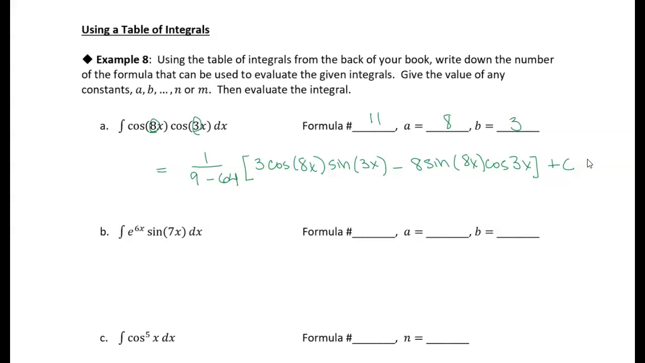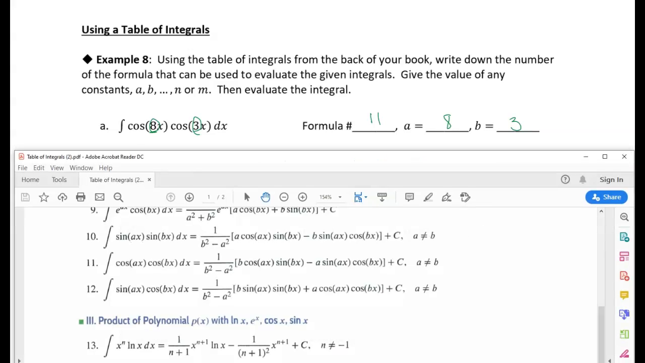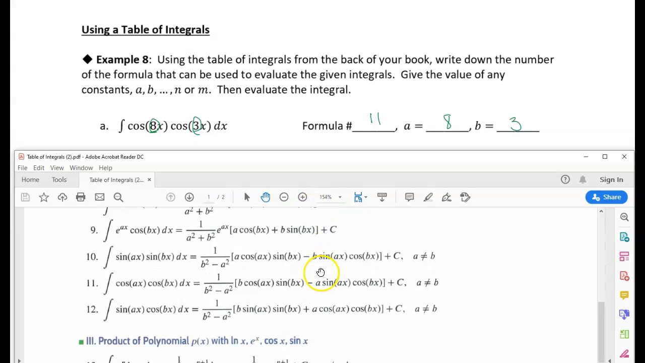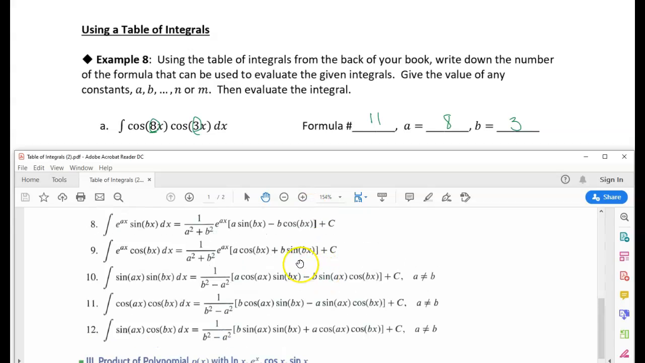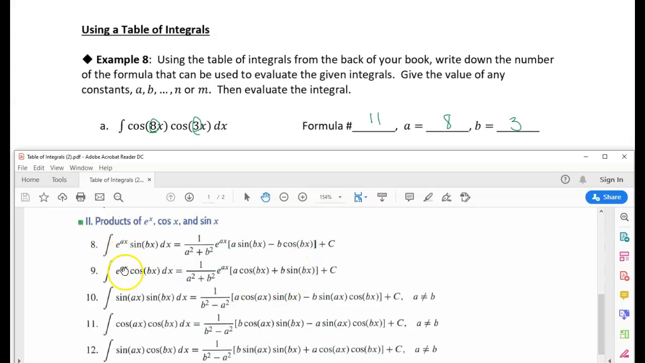All right, so let's take a look at this next one, part B. So again, it's just a matter of, let me bring back up the table. We had e to the 6x times sine of 7x. Okay, so let's try and find that form. So you can see it looks like 8 and 9 have e to the x times a trig function. All right, and it's formula number 8 that has the e to the ax sine of bx dx. So that looks like the right form that we need.